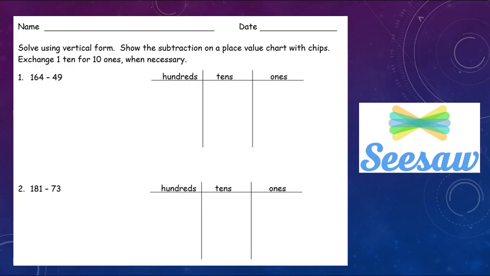It is your turn. Get your exit ticket, and you're going to solve these two problems on your own. Seesaw it to your teacher when you are done. Good luck.